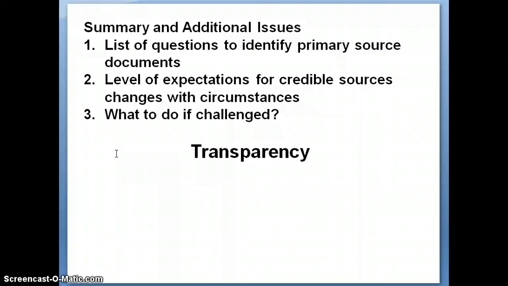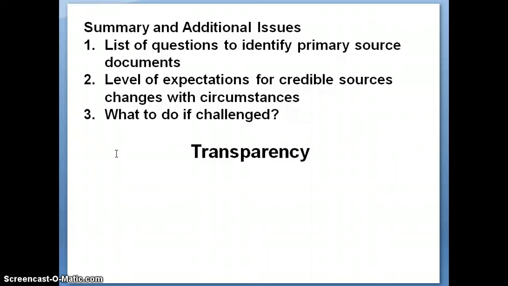Okay, summary. You need the good source. The way to start is to develop a list of questions to identify primary source documents and go down those questions and see, does your primary source document satisfy one or more of the questions? They may not satisfy them all, they don't need to, but you need to get some ideas.